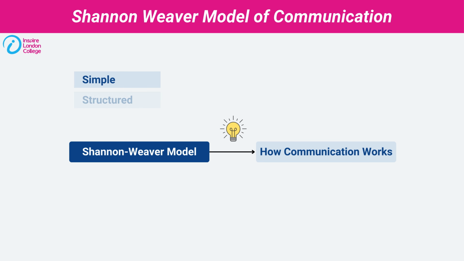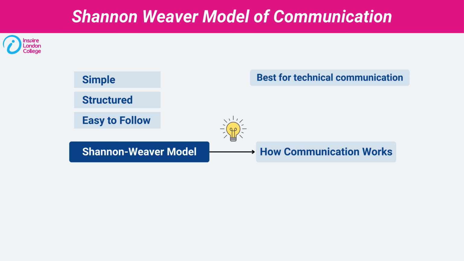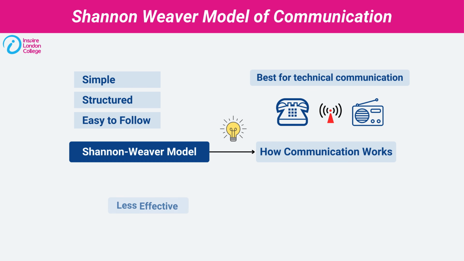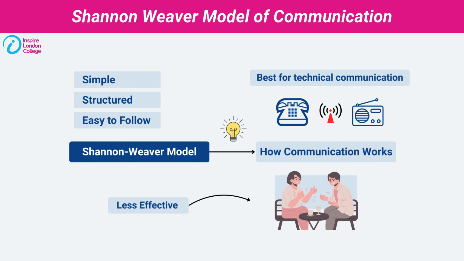So, in summary, the Shannon-Weaver model is a great starting point for understanding how communication works. It's simple, structured, and easy to follow. It works best for technical communication, like telephone or radio signals, but it's less effective when applied to real-life human interaction, which is often more complex.